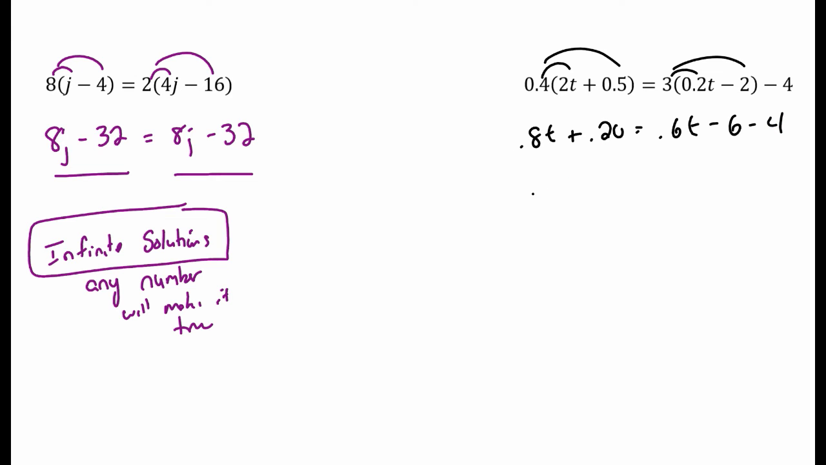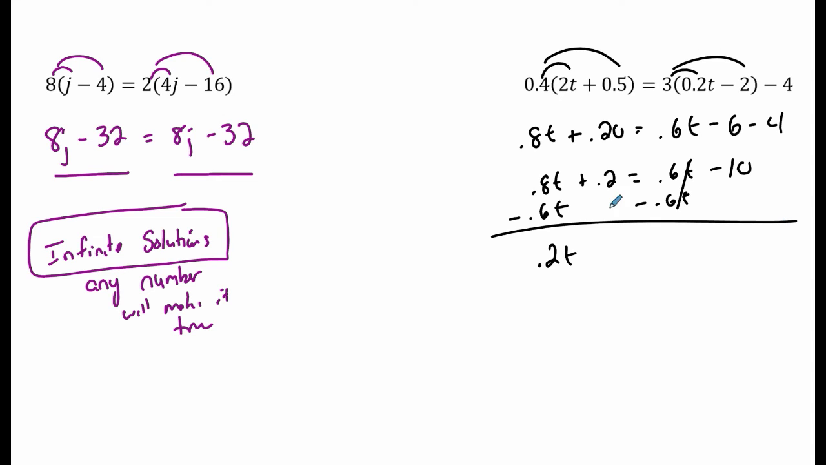So there's nothing I can clean up on this left-hand side. So 8/10 t plus 2/10 equals 6/10 t minus 10. I'm going to subtract 0.6 t from both sides, which leaves me with 2/10 t plus 2/10 equals negative 10. Well, I need to isolate t, so how do I get t by itself? I'm going to subtract 2/10 from both sides. So 2/10 t equals negative 10.2.